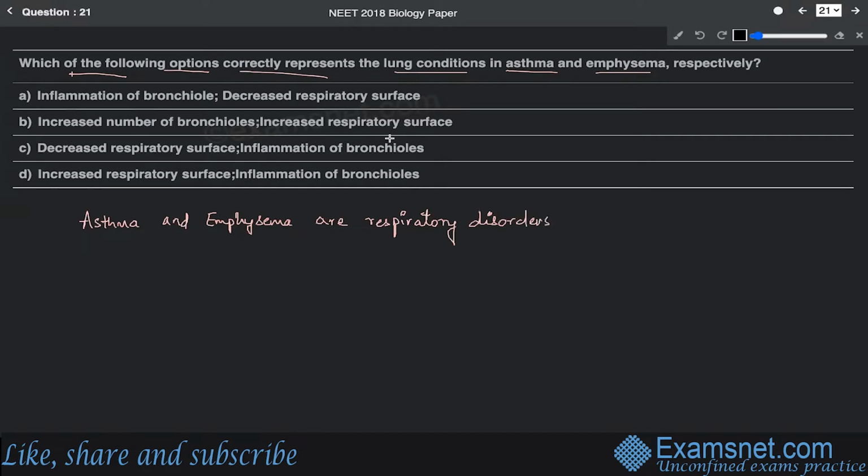All right. Now let us take a look into the options that have been given. Option A says there is inflammation of bronchioles, decreased respiratory surface, then increased number of bronchioles, increased respiratory surface, decreased respiratory surface, inflammation of bronchioles, then increased respiratory surface and inflammation of bronchioles. All right. Now let us talk about asthma first. So asthma is one such respiratory disorder in which a person feels difficulty in breathing. All right, and this is because of the swelling, or inflammation, in the bronchi and in the bronchioles of the lungs.